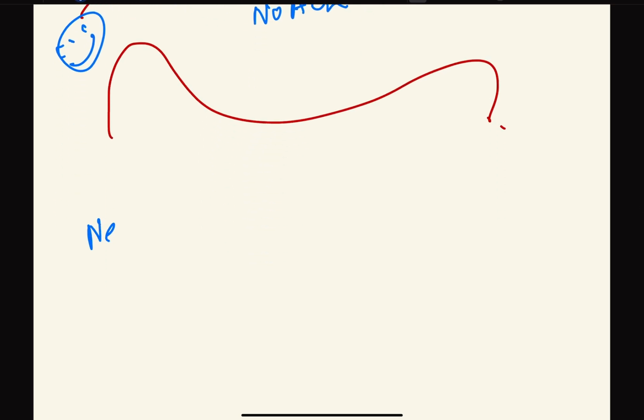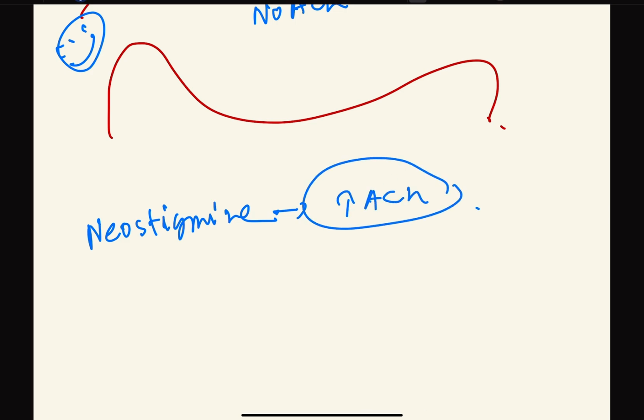We also use neostigmine in this case, and it obviously blocks the acetylcholinesterase and increases the acetylcholine in the synapse, so that it reverses the muscle paralysis or muscle weakness.